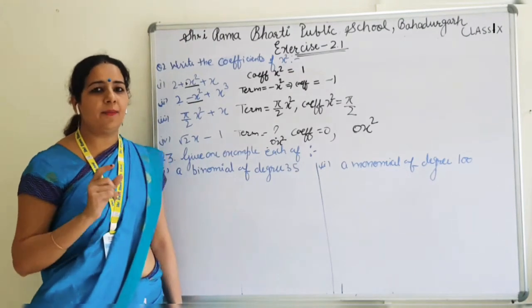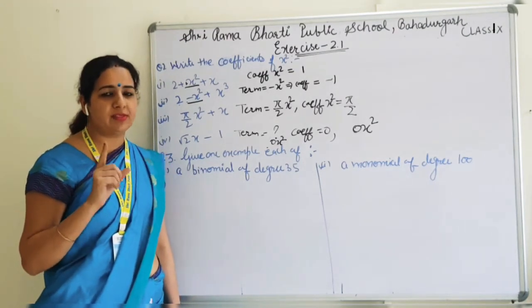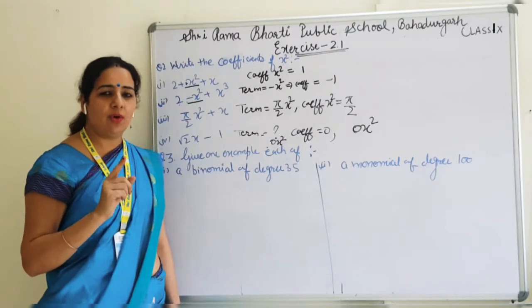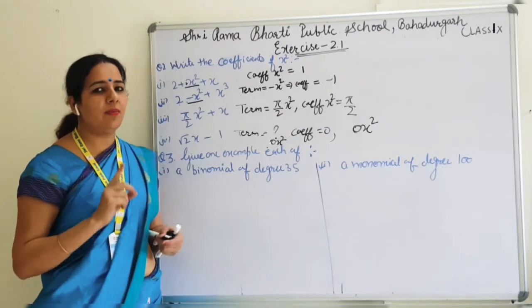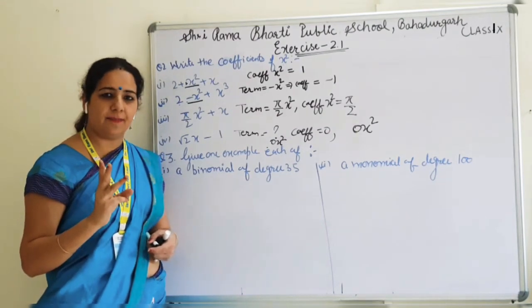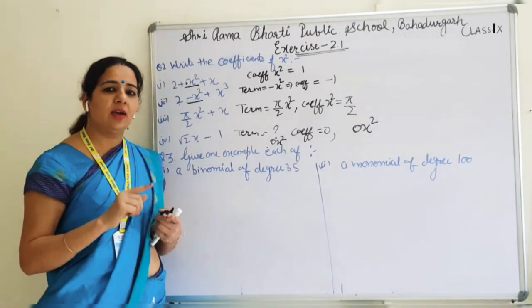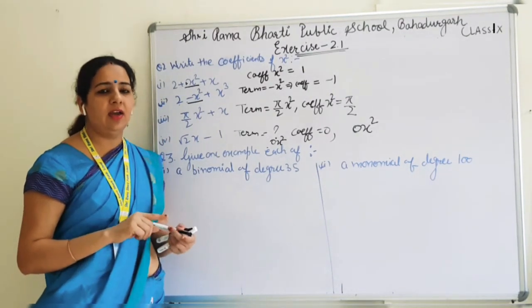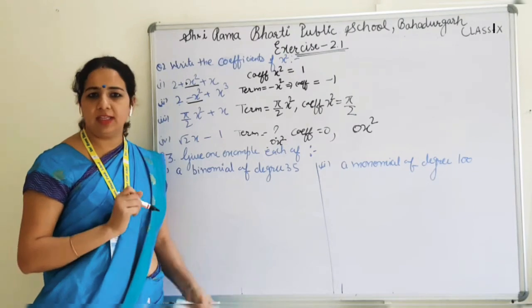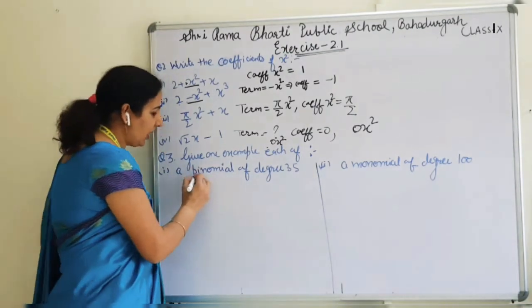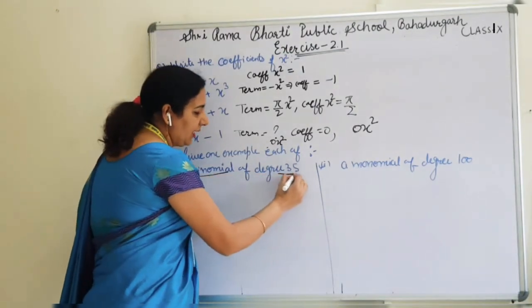We all know that polynomials are divided into 2 types. First, regarding the terms: monomial 1 term, binomial 2 terms, trinomial 3 terms. Regarding degree: linear 1 degree, quadratic 2 degree, cubic 3 degree. They are saying you just write a binomial with degree 35.